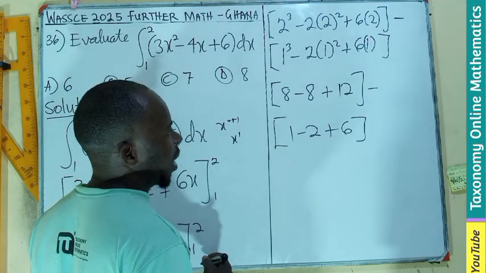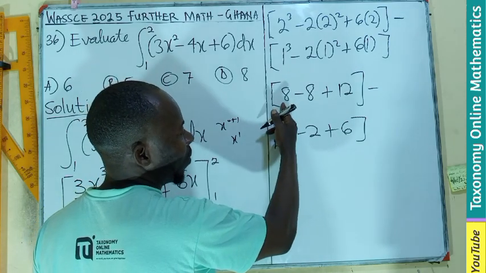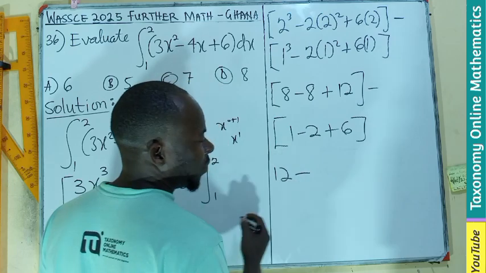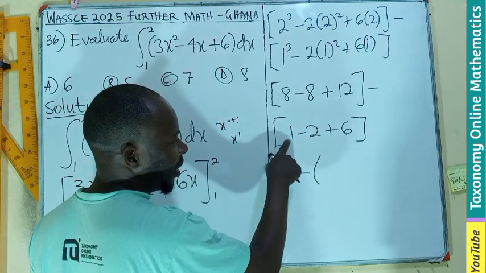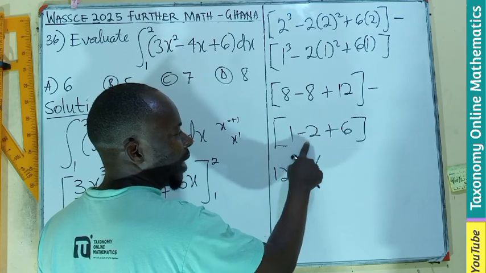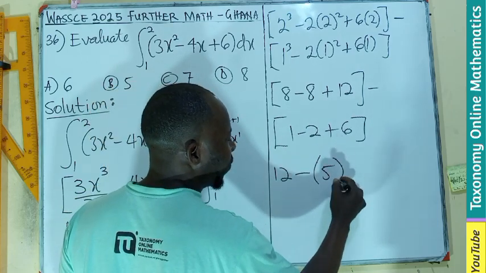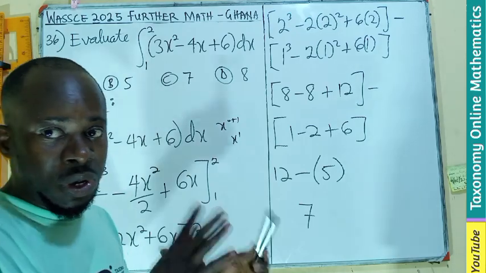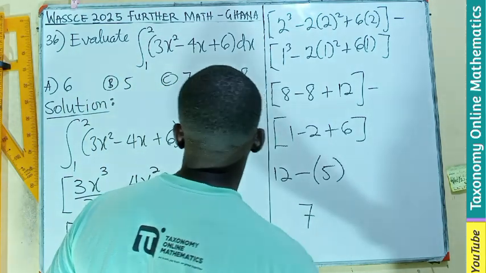So let's see what happened here. This will give you 0. This will be giving you 12. This minus the bracket, this minus this will give you minus 1. Minus 1 plus this will give you what? 5. So the answer is just going to be what? 7. So the evaluation of this integral will be 7.